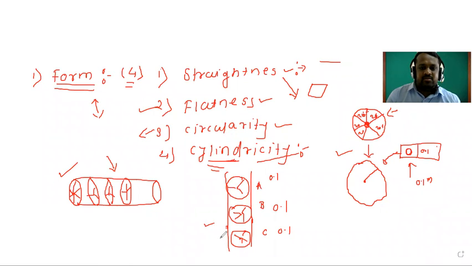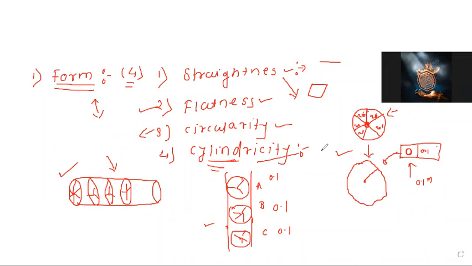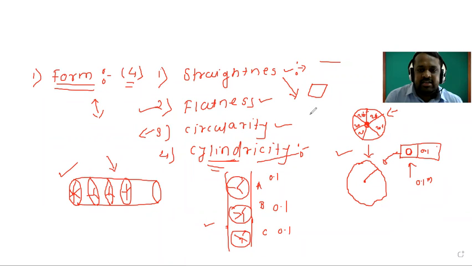Yes or no? Yes, sir. Then how to show the cylindricity? Now see here, this is the symbol for the circularity and the symbol for the cylindricity is like this. Throughout. Okay, so understood? This is about the form geometrical tolerances.